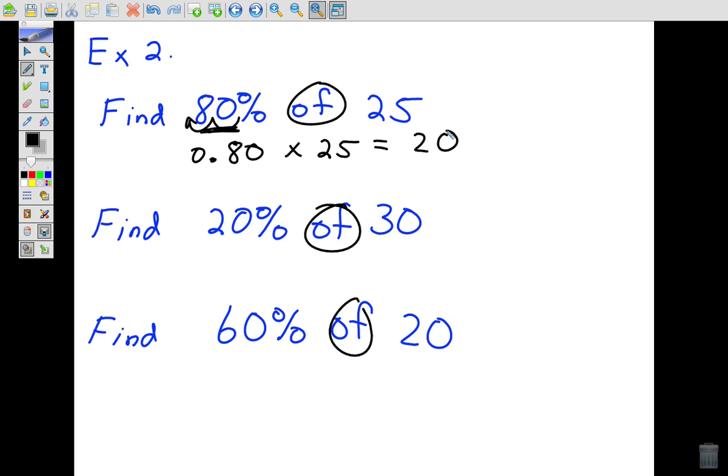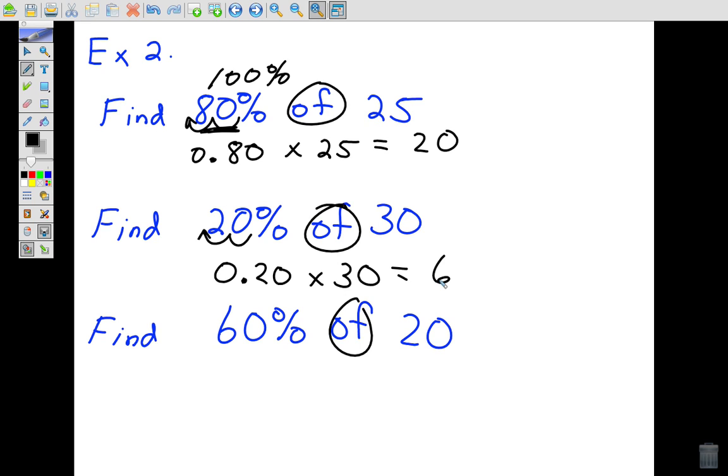Now this makes sense because what would 100% of something be? Remember, 100% of something is all of it. So what's 100% of 25? 25. So I'm not taking quite all of it, I'm just taking almost all of it. So 80% would be 20. Now how do we do the second example? Well, I change the percent to a decimal. So it'd be 0.20 times 30. So now I'm going to take on my calculator 0.2 times 30. So 20% of 30 is 6.